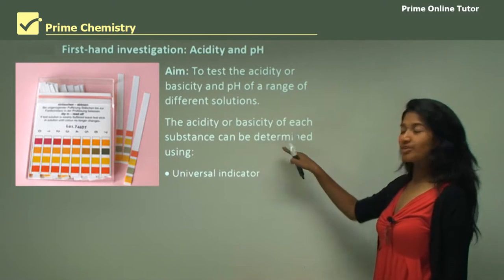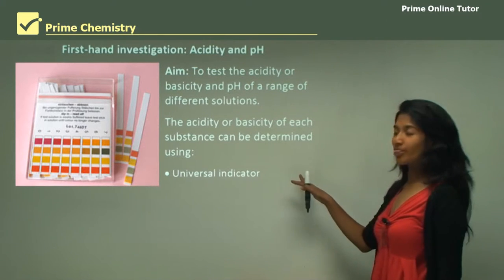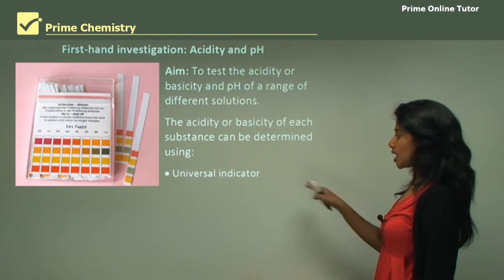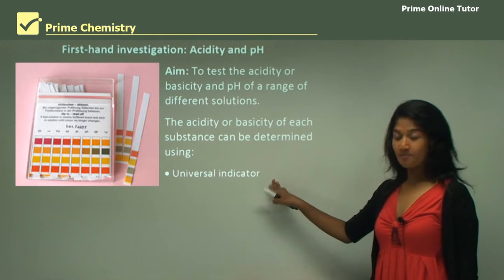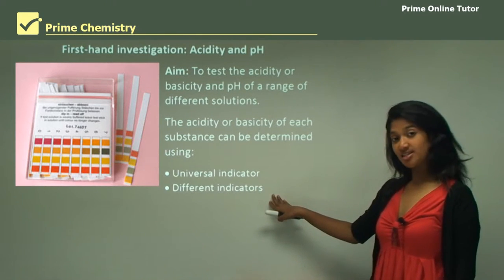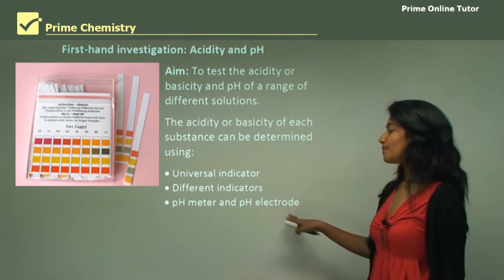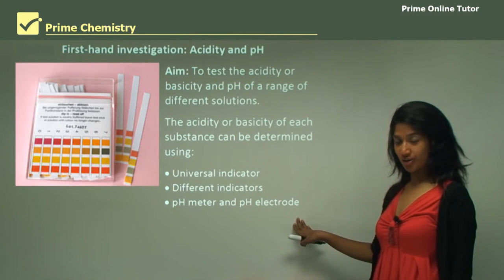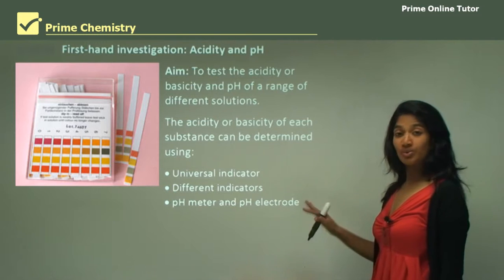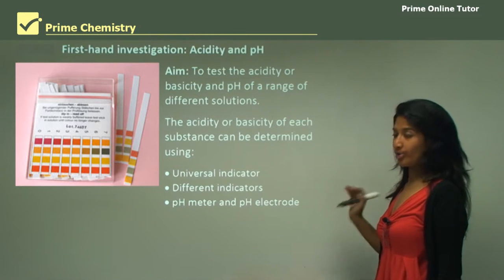To test for the acidity and basicity, we use three different pieces of equipment. We'll be using universal indicator, different indicators, and also a pH meter and pH electrode. And in school, when you're doing the experiment, you'll be using all three of these.